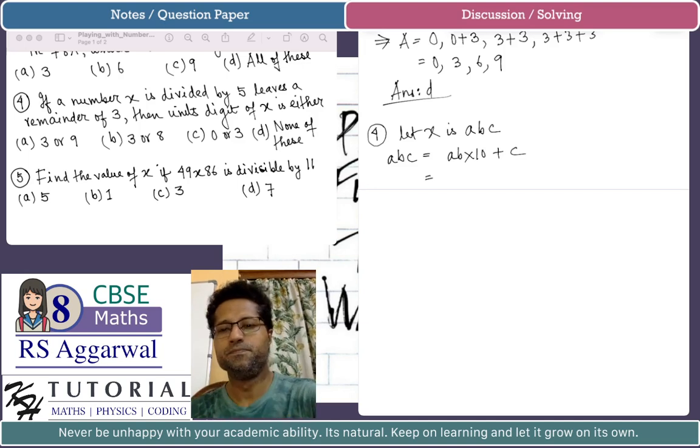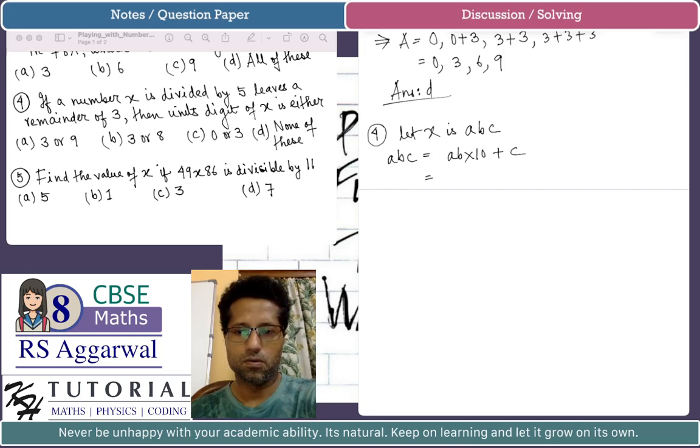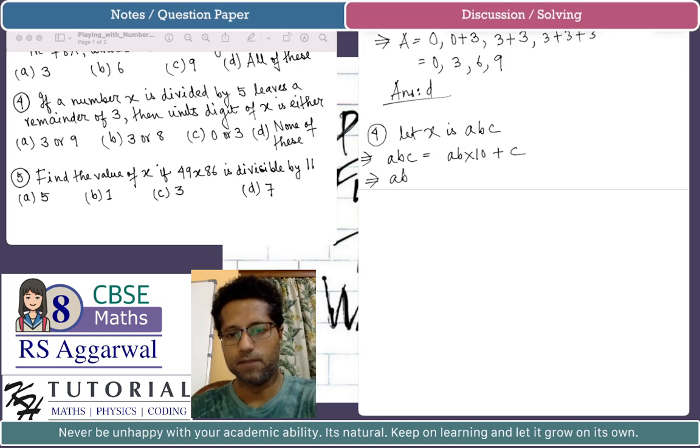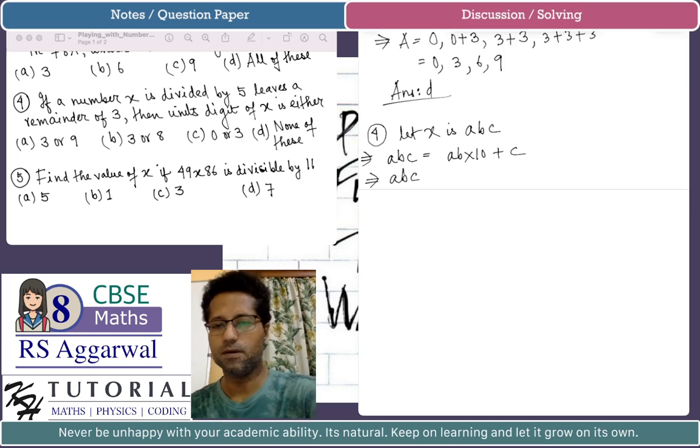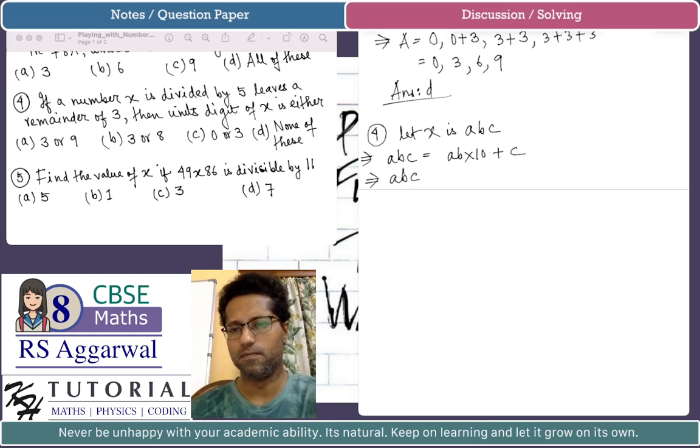Where A, B, C are some digits. Now we have assumed x to be the 3-digit number ABC, where A, B, C are some digits. I could have also taken x to be a 4-digit number, or a 2-digit number, or a 5-digit number. The logic would be the same. I'm just considering it as a 3-digit number.